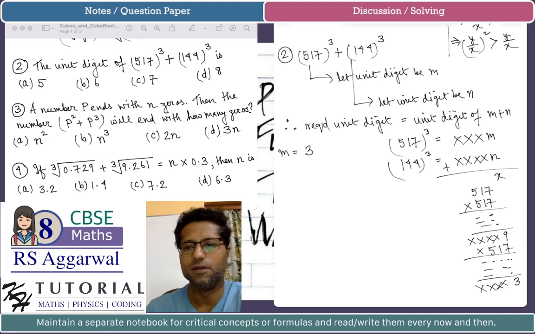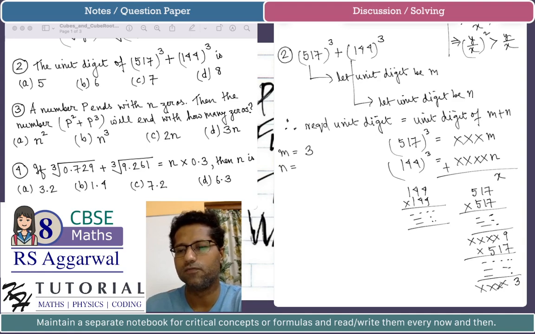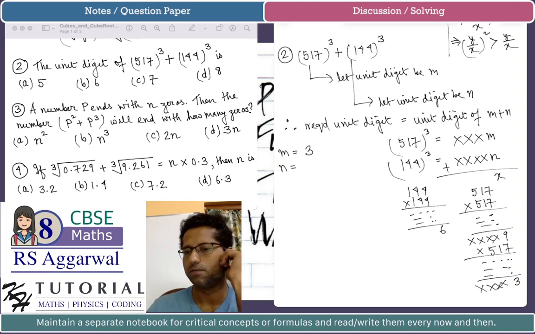M will be 3. Similarly, for 114 cube, how do we find the n? That is the unit digit of cube of 114. So if you multiply 114 into 114, you will have some numbers. Obviously, the unit digit of 114 multiplied by 114 will be 6, because the ending digit of 114 is 4. So 4 will be multiplied with 4, and we will have the unit digit as 6. 4 into 4 is 16, so the unit digit is 6. So the unit digit of 114 multiplied by 114 will be 6.